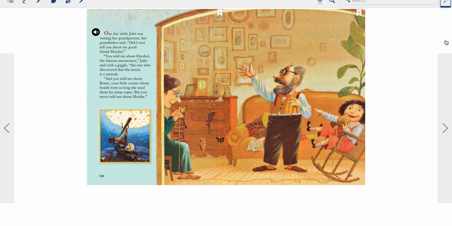One day, when Julie was visiting her grandparents, her grandfather said, "Did I ever tell you about my good friend Moishi?" "You told me about Herschel, the famous astronomer," Julie said with a giggle. "The one who discovered that the moon is a matzah." "And you told me about Bessie, your little cousin whose braids were so long she used them for jump ropes. But you never told me about Moishi."